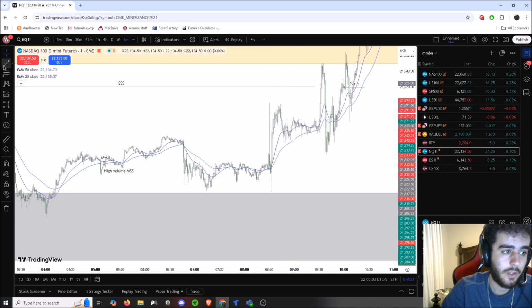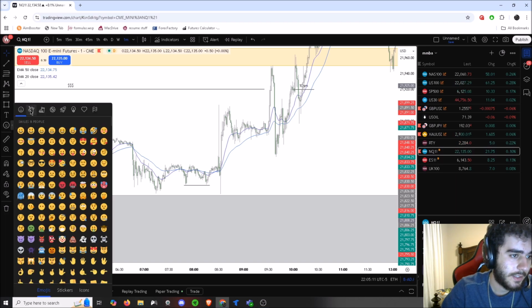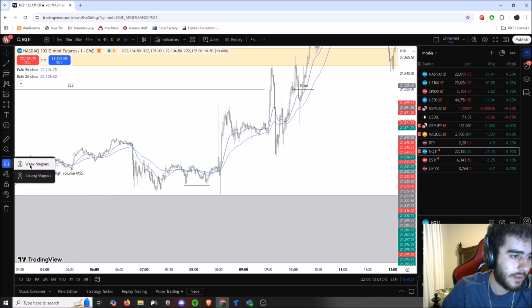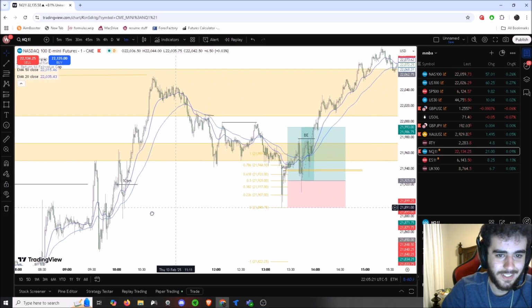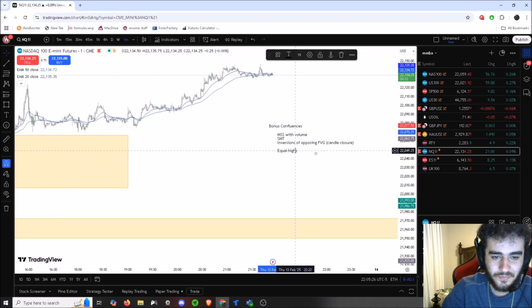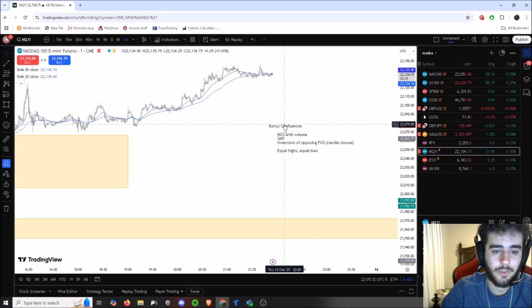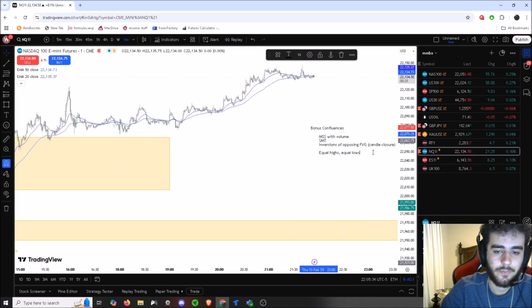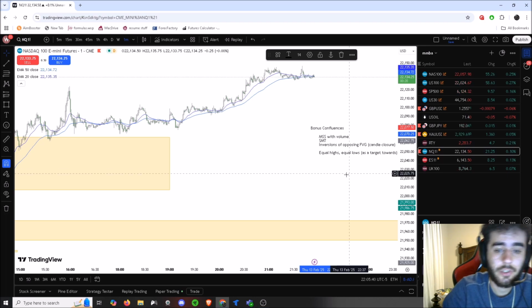Let's see if we can find one equal lows right here. And as we can see, the news candles swept it. These are magnets, absolute magnets. I don't know why I'm clicking the magnet button. I don't know what this does. Sorry. Equal highs, equal lows, strong confluences as a target, obviously. These are good targets.